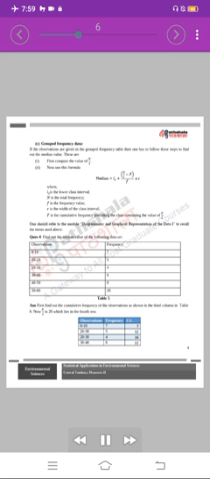C. Grouped frequency data. If the observations are given in a grouped frequency table, then one has to follow these steps to find out the median value. First, compute the value of n by 2. Now use this formula: Median equals L1 plus (n by 2 minus F) by f times c, where L1 is the lower limit of the class interval, n is the total frequency, f is the frequency value, c is the width of the class interval, and F is the cumulative frequency preceding the class containing the value n by 2.